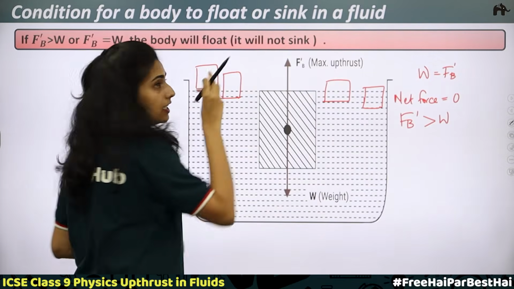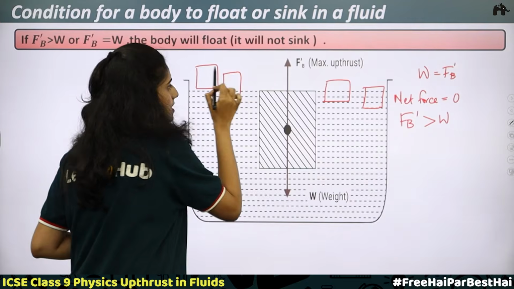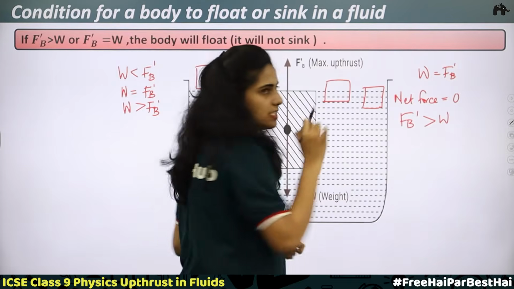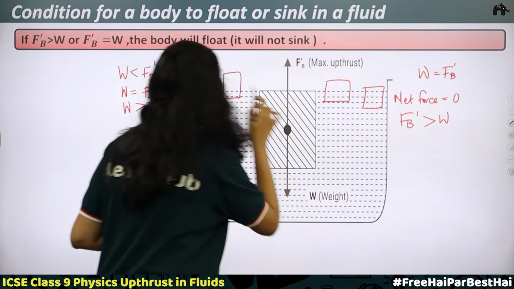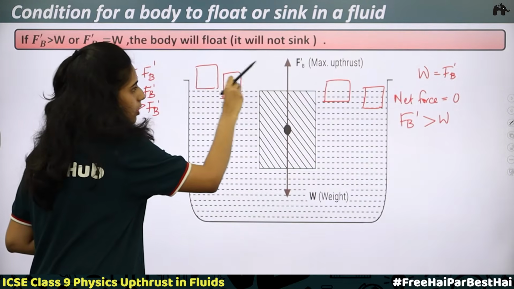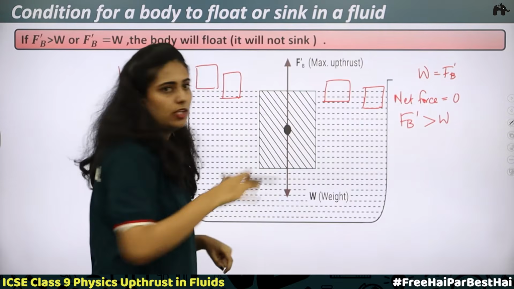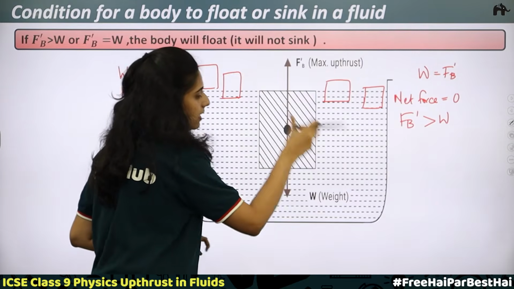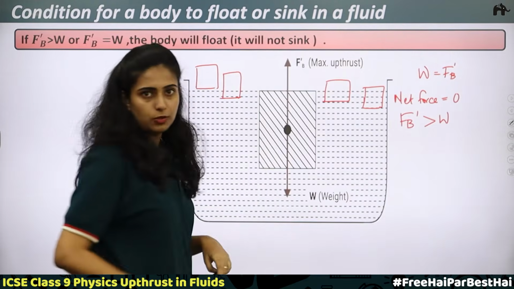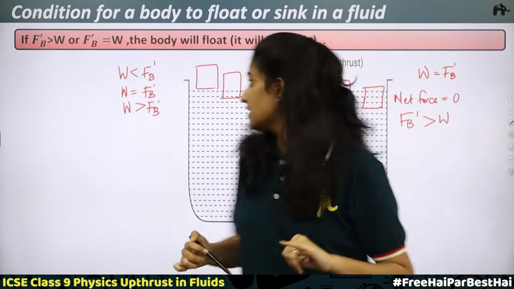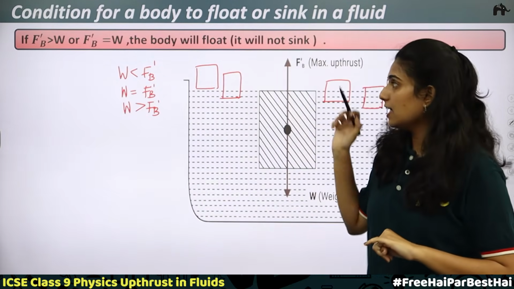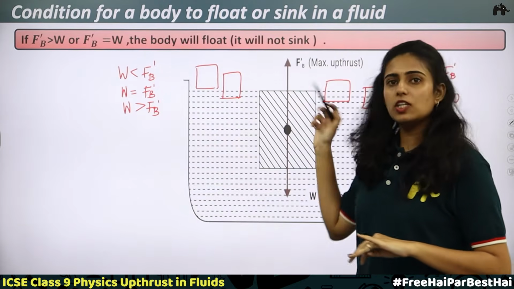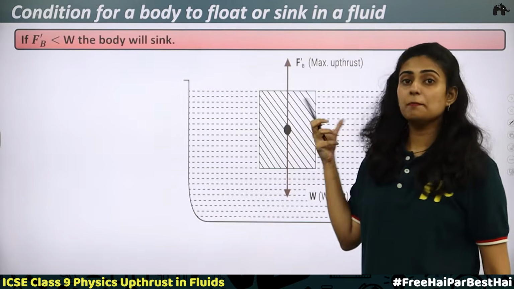Here upthrust is greater than W. Here again upthrust is greater than W. Here also upthrust is greater than W. Okay, the value of upthrust will be maximum in this case. It is reducing, and becomes equal to the weight of the body when the body is completely immersed in the liquid and it is able to float. Okay, so this is the first thing. If Fb dash is greater than W or Fb dash is equal to W, the body will float, it will not sink.